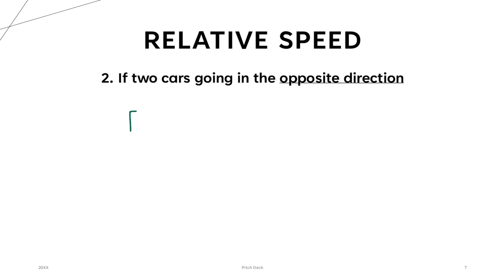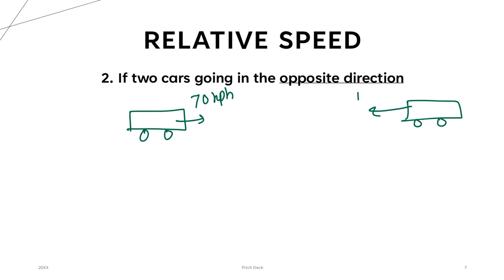Now moving on. If two cars are going in the opposite direction, suppose this car is going at 70 kilometers per hour and this car is coming towards you at 120 kilometers per hour. They both are coming towards each other.